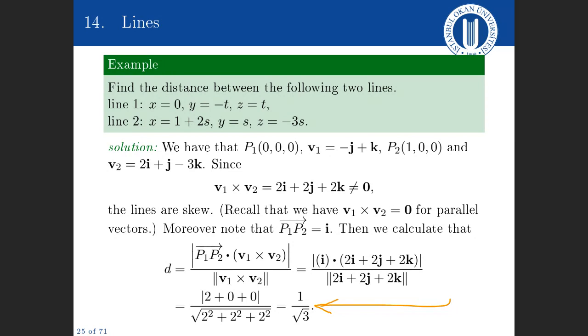So to recap, to answer a question like this, first we need a point on each line and we need a vector parallel to each line. And then we do their cross product to find out if the lines are parallel or skew. And that tells us which formula to use. And then the second half of the problem is just using the formula to calculate the answer.